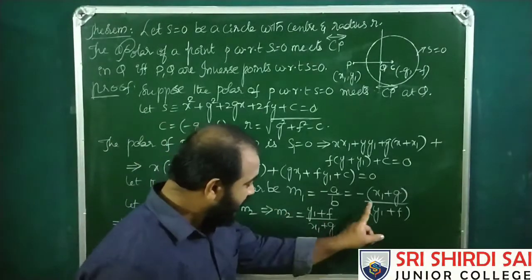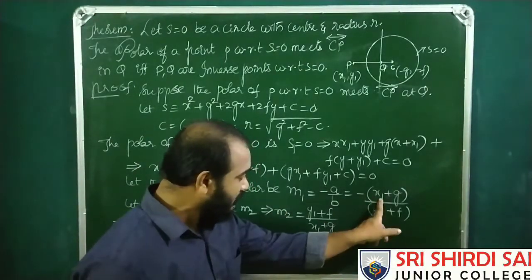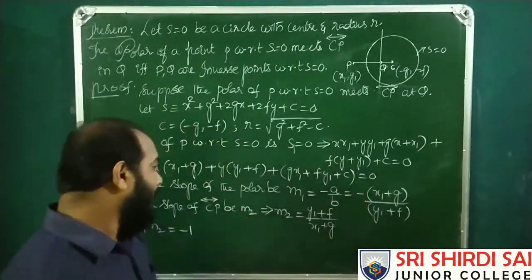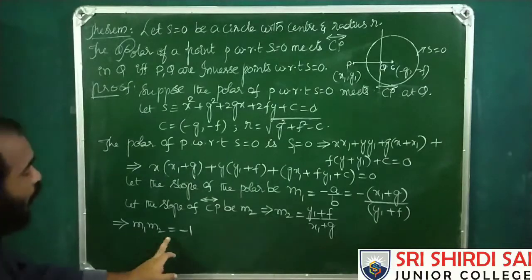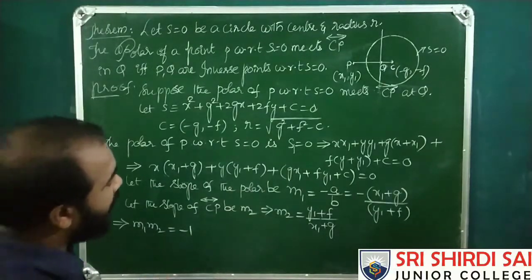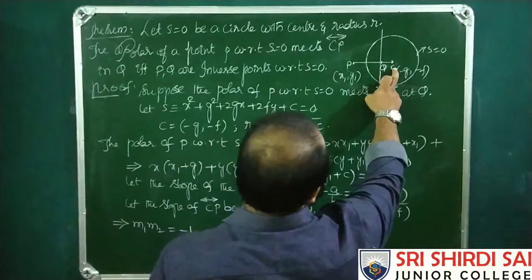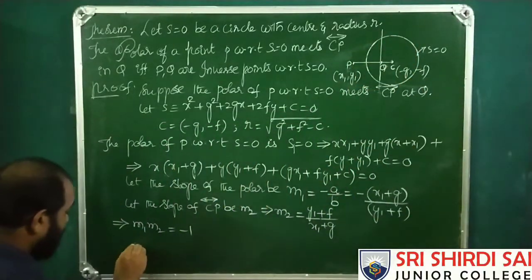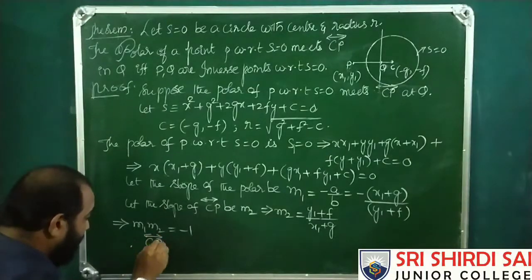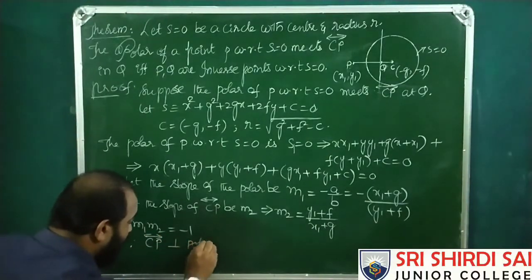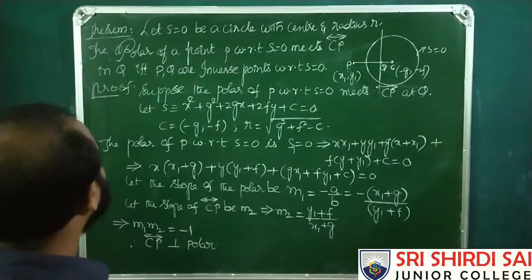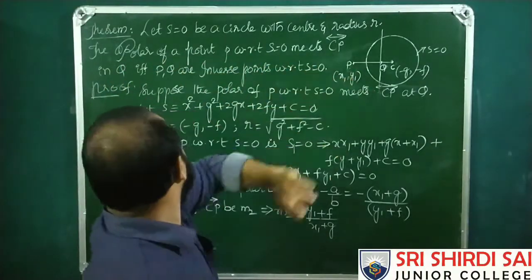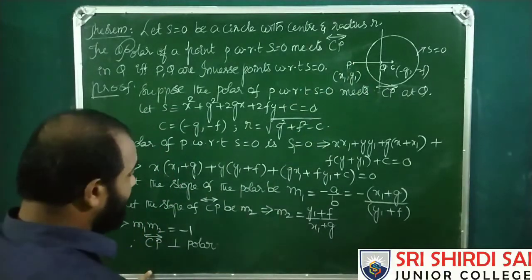See, this and this, if you multiply, x1 plus g gets cancelled, y1 plus f gets cancelled, we are left with the minus 1. If the product of the slopes is equal to minus 1, then what do you say? So CP is perpendicular to the polar. Therefore, CP is perpendicular to the polar. So that is what we need to prove. See, the polar of point P with respect to S equals 0 meets CP.